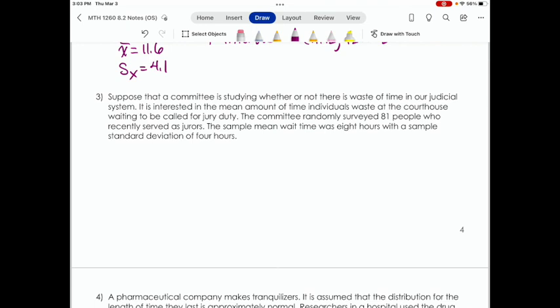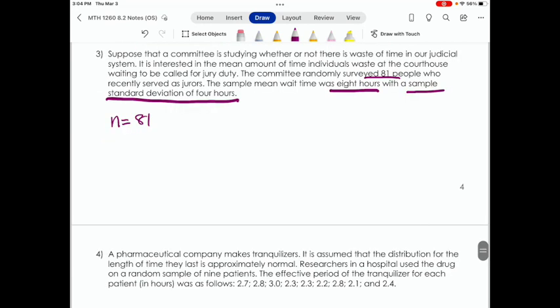For the next example, it says, suppose that a committee is studying whether or not there is a waste of time in our judicial system. It is interested in the mean amount of time individuals waste at the courthouse waiting to be called for jury duty. The committee randomly surveyed 81 people who recently served as jurors. The sample mean wait time was 8 hours with a sample standard deviation of 4 hours. So the information that we have is that the sample size is 81, our sample mean is 8 hours, and our sample standard deviation is 4.